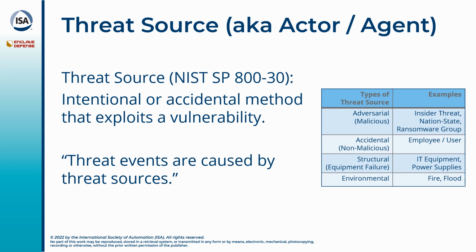I can't help but wonder if the 800-30 authors were talking about how a threat source is the thing that exploits a vulnerability, but figured thing didn't sound professional enough, so they went with method. 800-30 also states that threat events are caused by threat sources. So what does a threat source do to cause a threat event? Well, they exploit one or more vulnerabilities.